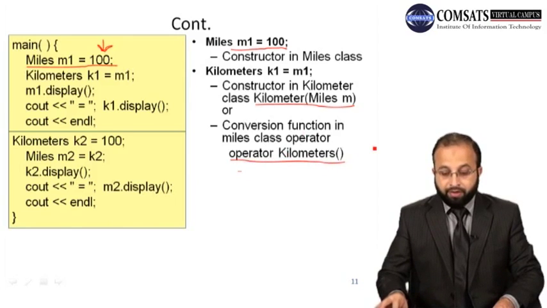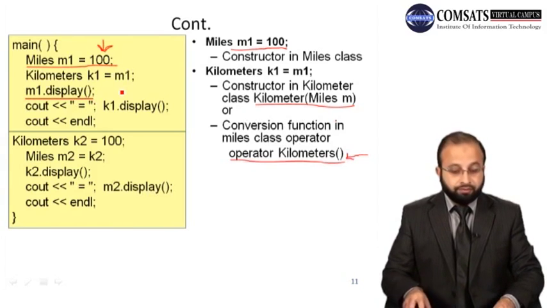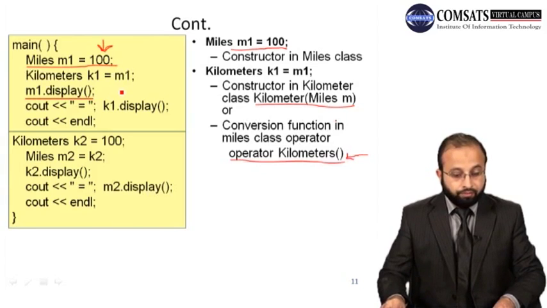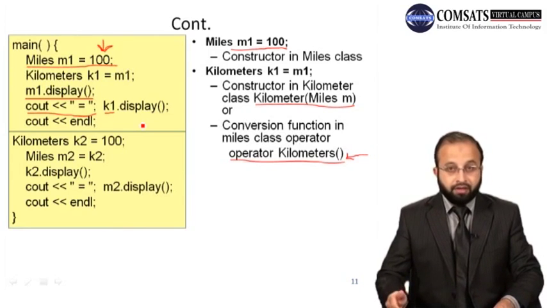So if you remember, in the previous slide we have this function in the miles class. And then you call a display function, m1.display, to display the value of the miles object, and then you print out an equal message and display the value of the k1 object. So the 100 miles will be converted into kilometers and displayed.